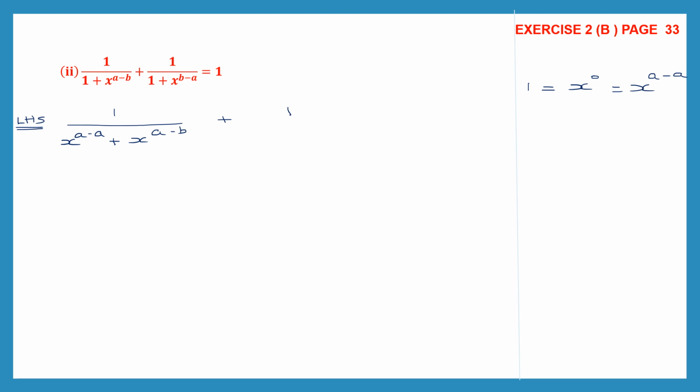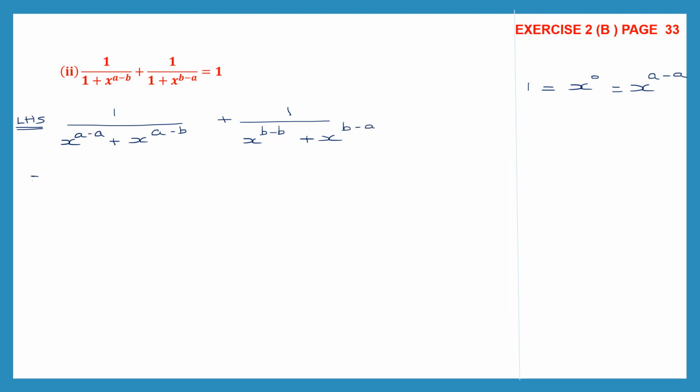Now go to the next one. Similarly, 1 by, now here again we have 1. So instead of 1, I'm going to write it as x to the power of b minus b, just like this. How much is b minus b? 0. So x to the power of 0 is 1. So instead of 1, I have written this. Then continue by writing x to the power of b minus a.